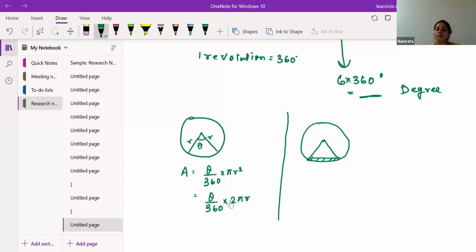So first we used to find the area of the sector minus area of triangle. This is how we can find the area of the segment, right? Are these two processes clear to you? Yes, ma'am. So we can do any question from here.